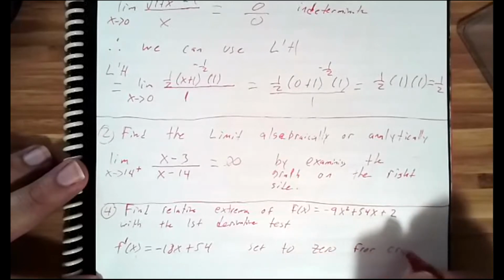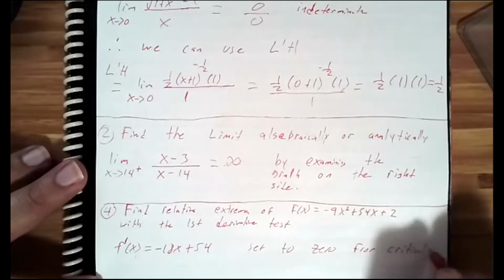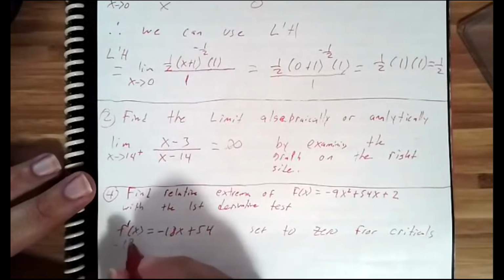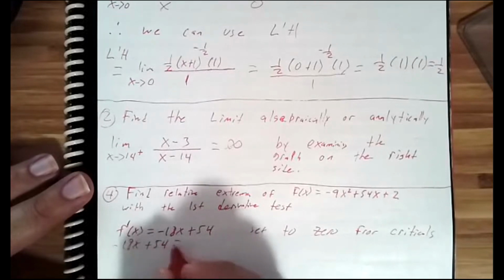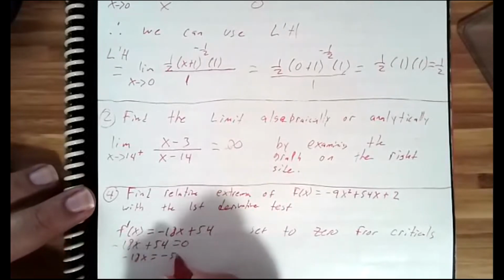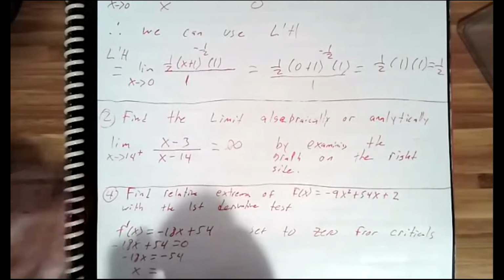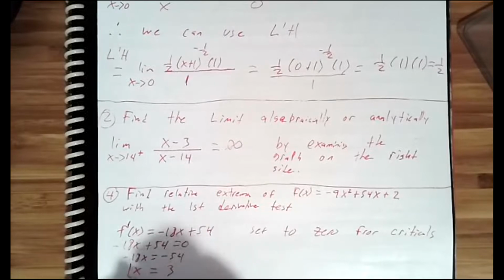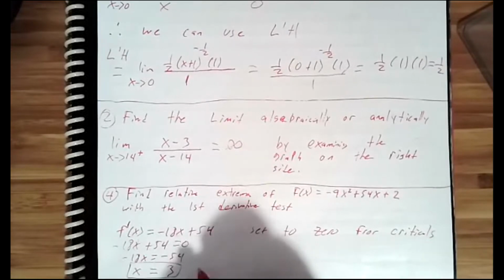For the criticals, negative 18x plus 54 equal to 0 is the same as negative 18x equal to negative 54. So x will equal, what will x be? Looks like 3, right? Yeah. There's a critical number.